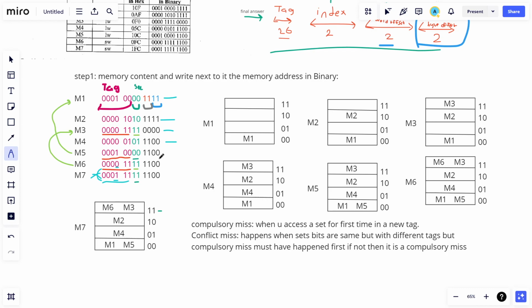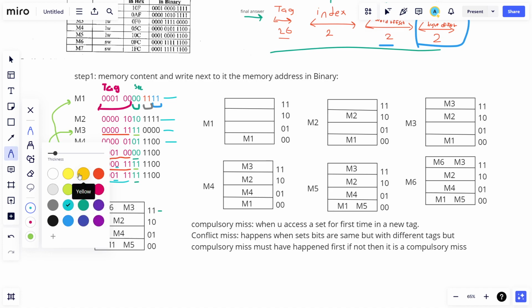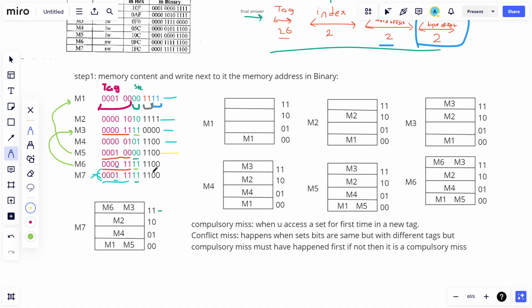But when we reach M5, is it a compulsory miss? No, it's not a compulsory miss. Why? Because we have the same tag and we have the same set. If we had the same tag but with another set, right, then it would be a compulsory miss because we didn't encounter any set in the same tag before, all right? But since we encountered the same set in the same tag, this is going to be a hit, and I'm going to write hit in a light yellow color.